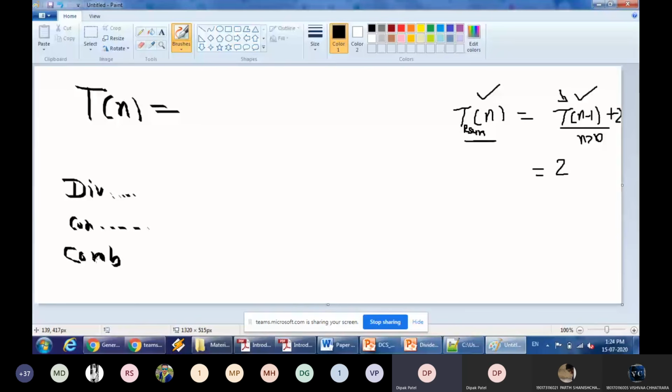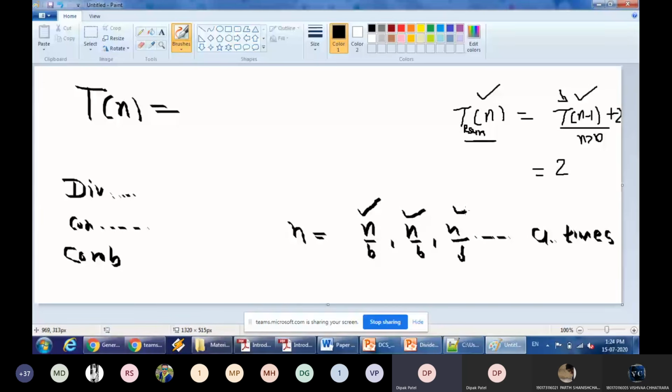So here assume that we have divided our n input into n by b part, n by b, n by b, n by b. We have a such parts, a times. So these n inputs are divided into this many divisions, n by b, n by b, n by b. For example, if you are given n inputs and you divide into 2 partitions, n by 2 is one, the other partition is n by 2. Okay, so you work on 2 partitions in parallel. So this is called division.